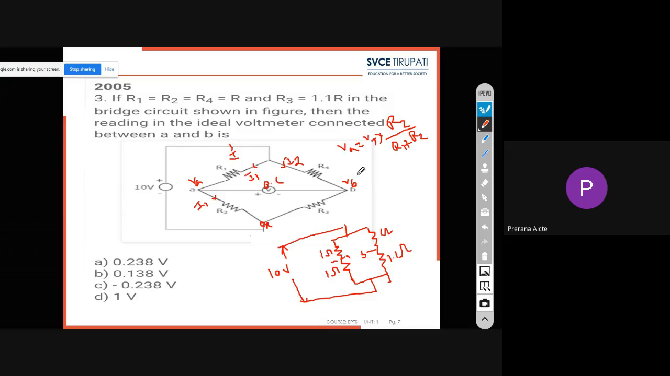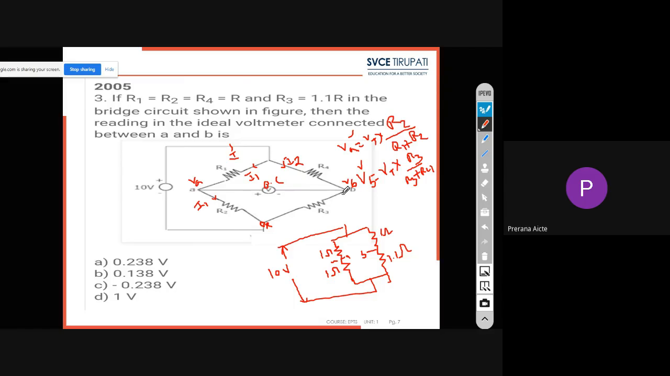Similarly, can you tell me the VB formula? This is the VB point. VB equals the total voltage into that branch resistance, let us assume this is R3, R3 by R3 plus R4. So we know the total voltage. We know R1, R2, R3 and R4. Just find VA and VB.